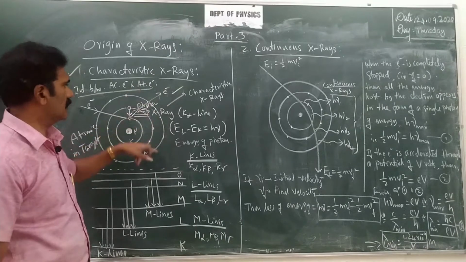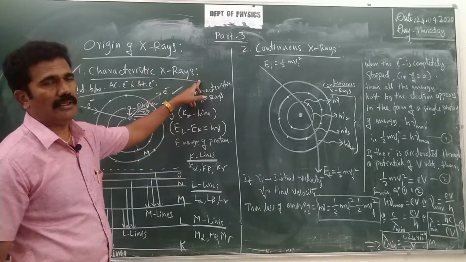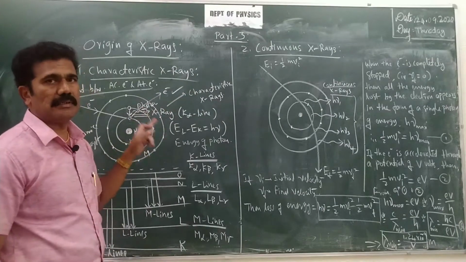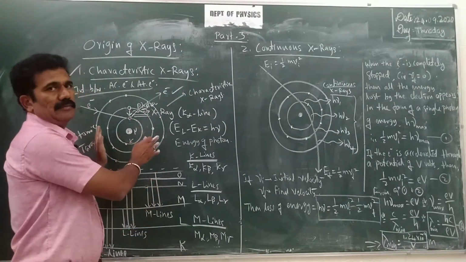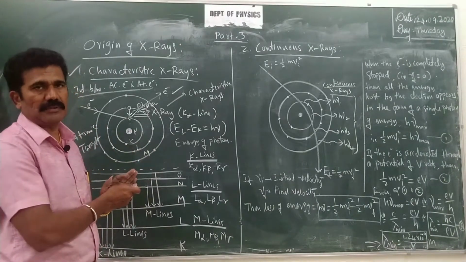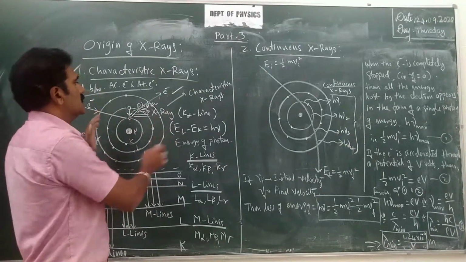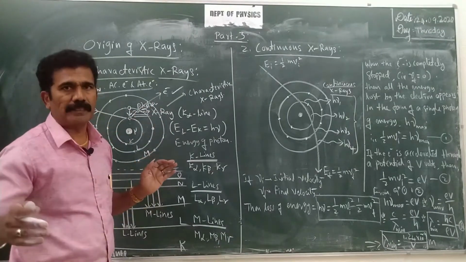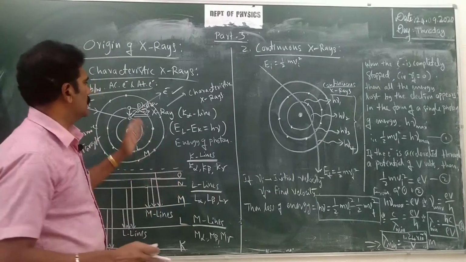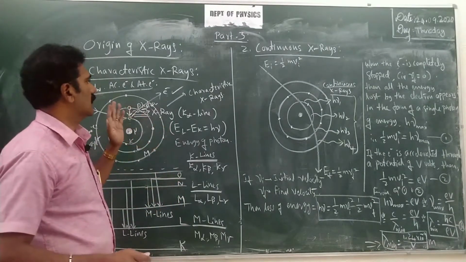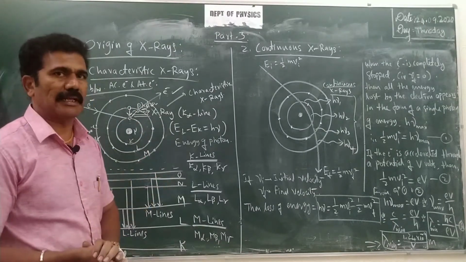So those particular X-rays are said to be characteristic X-rays, because they depend upon the characteristic property of the material in which these atoms are present, isn't it? So that is why they are called characteristic X-rays. Combining all such X-rays, you can have a spectrum, called the characteristic X-ray spectrum. It consists of characteristic spectral lines, so we can name them characteristic spectral lines also.